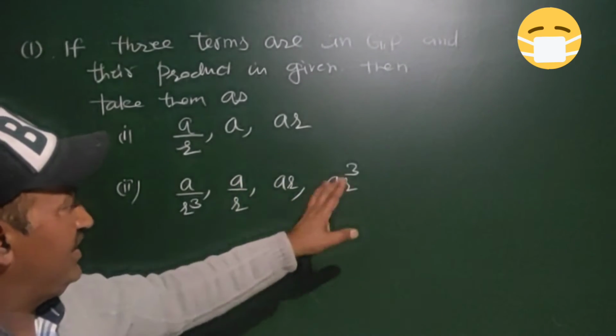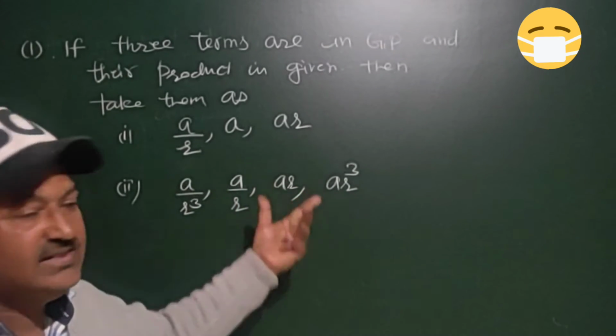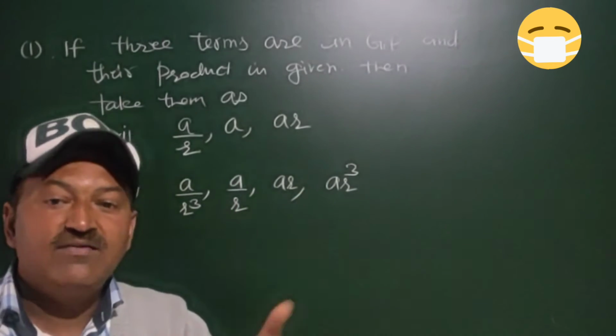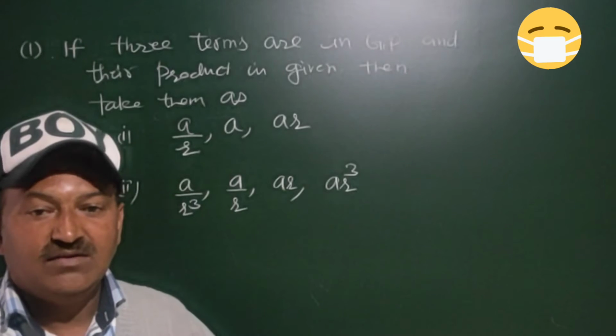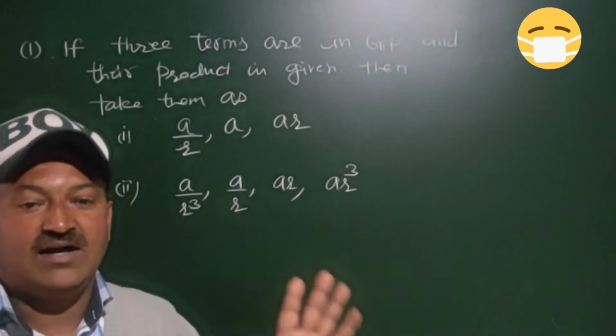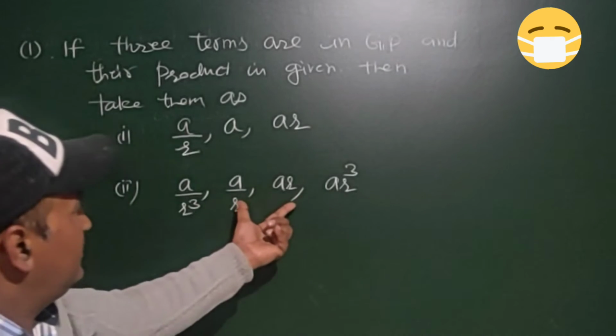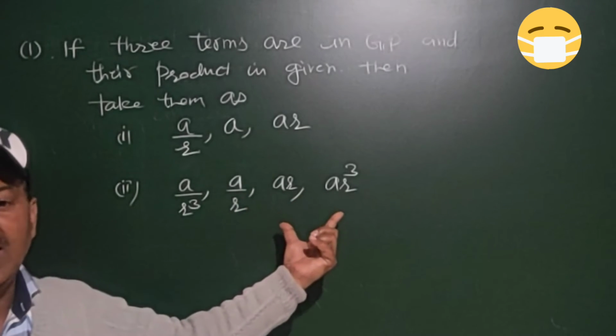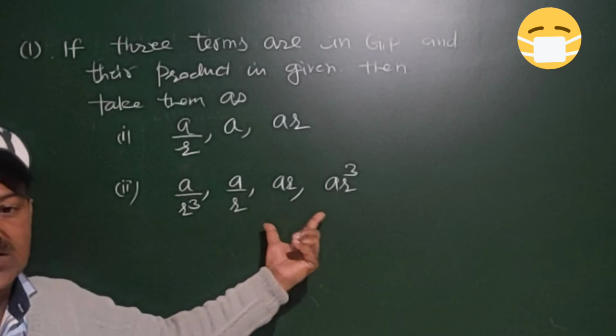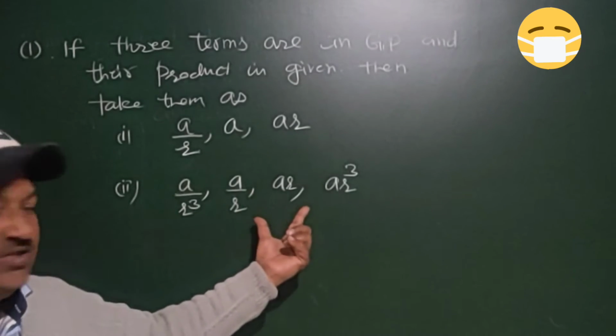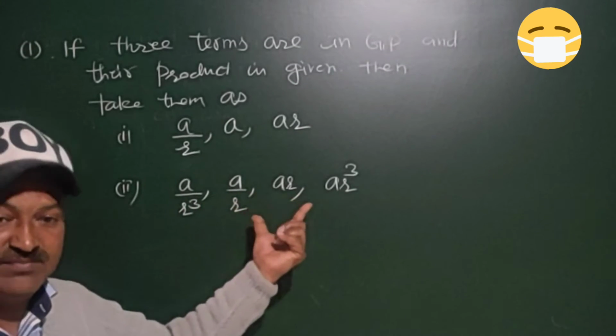यदि हम इनको मल्टीप्लाई करेंगे R क्यूब से R क्यूब, R से R कैंसिल, यू कैन फाइंड द वैल्यू ऑफ A वेरी इजीली. फिर आपको एक ही वेरिएबल बचा है R निकालने के लिए. तो दिस इज द प्रोसीजर, दिस इज द मेथड. If four terms are in GP and their product is given to you in the question, then you have to take these four terms like this.